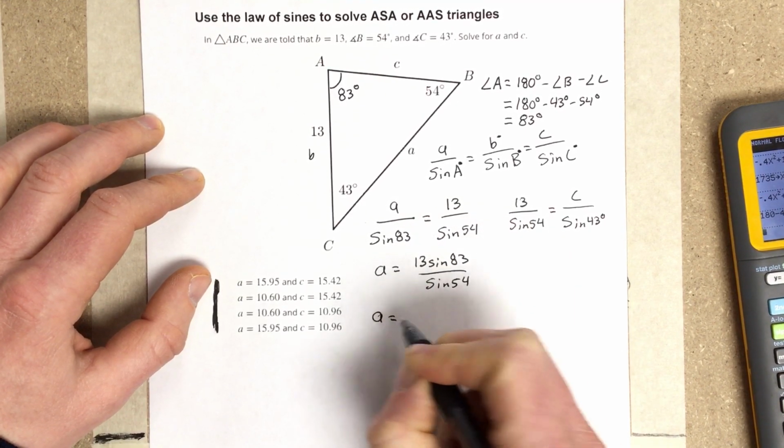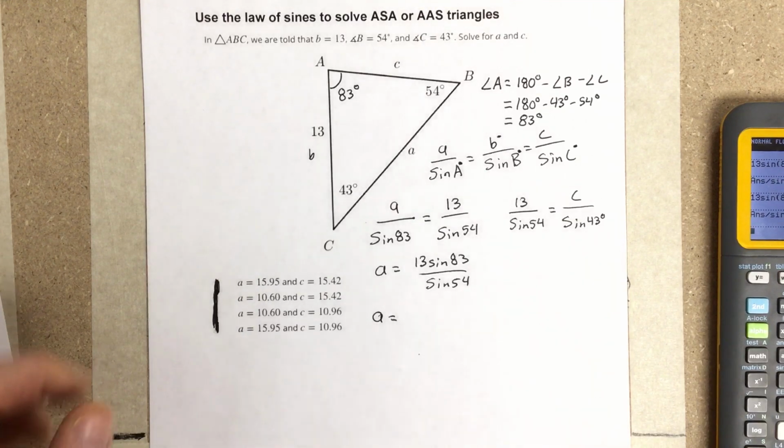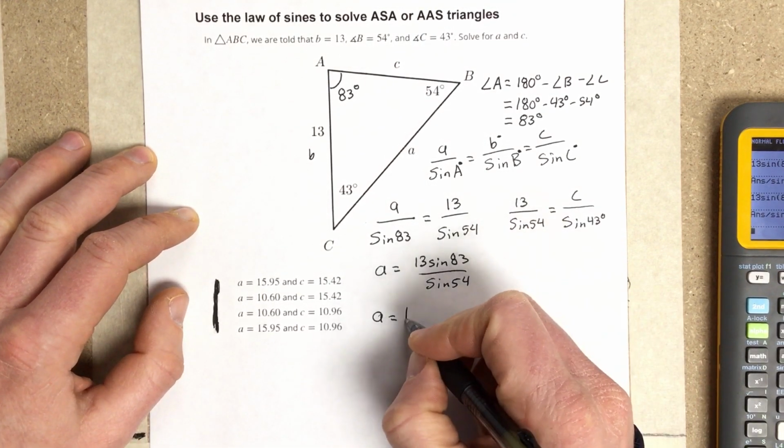So a is going to equal, put that in the calculator, make sure you're in degree mode. So sine 83 divided by sine 54. Oh, I'm in radian mode. I just said that. So let's go to mode. All right, do that again. I get 15.95 for a.